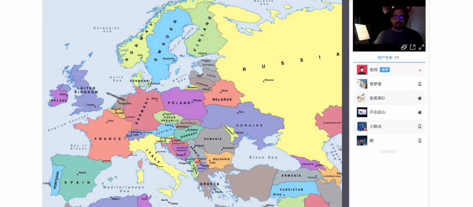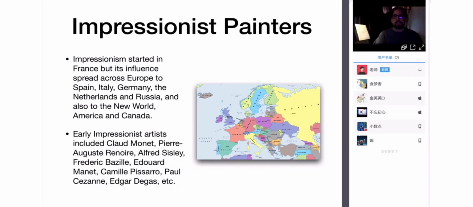So the Impressionistic and Post-Impressionistic art movement predominantly took place in France. There are some lesser-known artists and later artists taking influences from these French painters in Spain, in Italy, in Denmark, the Netherlands, and Germany, I suppose, and Russia too, as well as Canada and the United States.